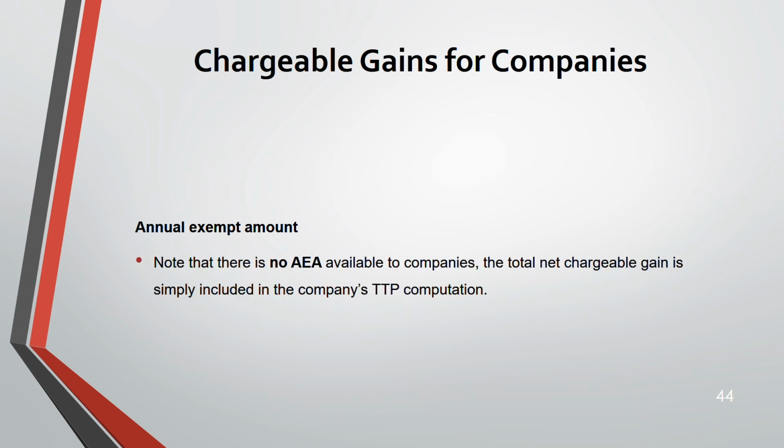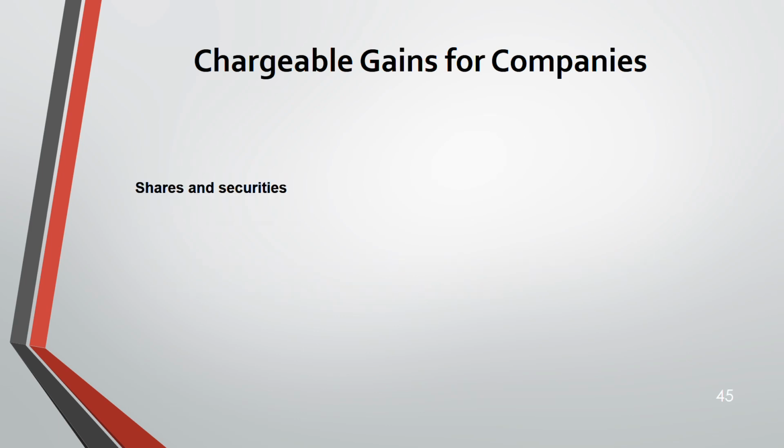Next, annual exempt amount. Remember, for companies, there is no annual exempt amount. So the total net chargeable gain is the same that will be included in your TTP. Shares and securities.